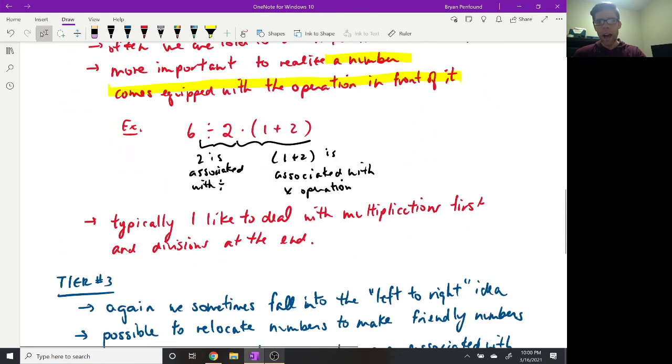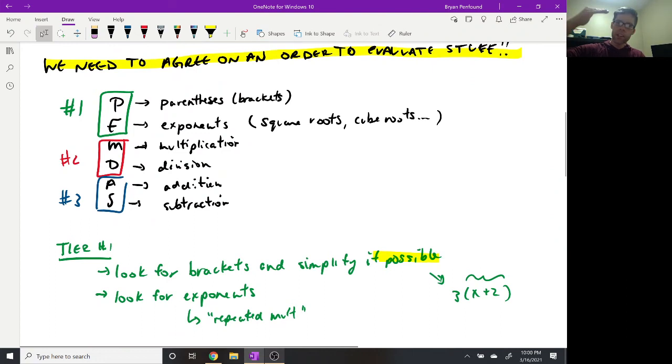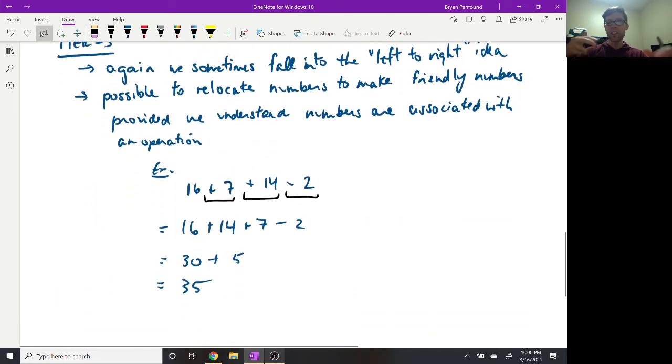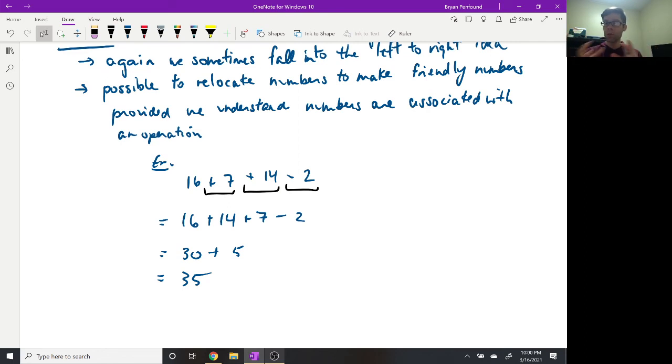So yeah, we do have an overall tier system when it comes to the order of operations agreement. I always want to first and foremost think about brackets and exponents. Then I want to look at what things are multiplied and divided. And then finally, I want to look at what things are added and subtracted. But along the way, as soon as I hit tier 2 and tier 3, I can start thinking about, is it possible to use commutativity to make some of these computations a little bit easier for us mentally?